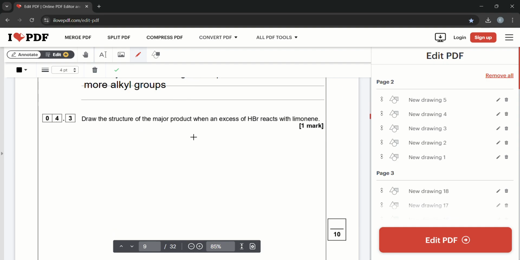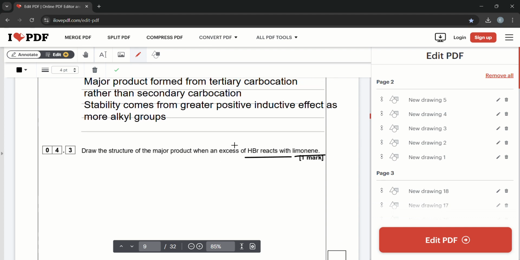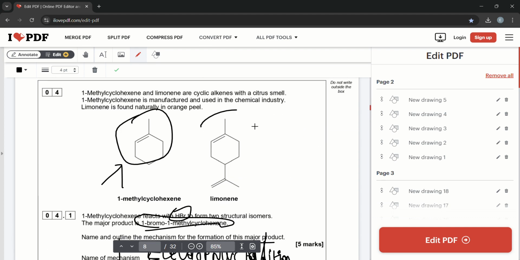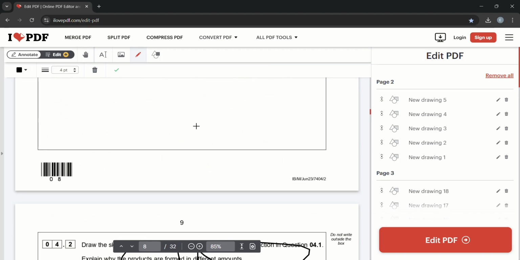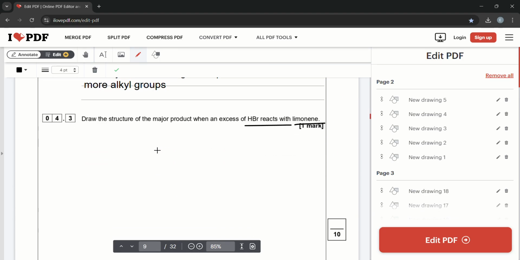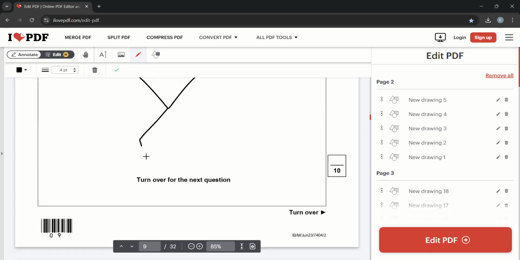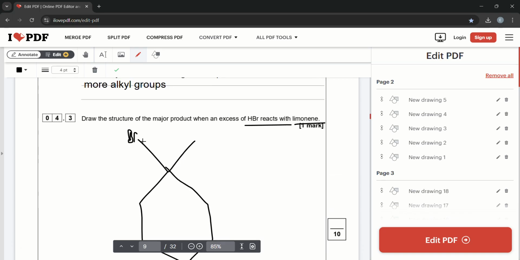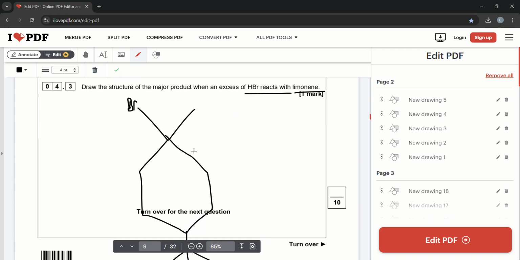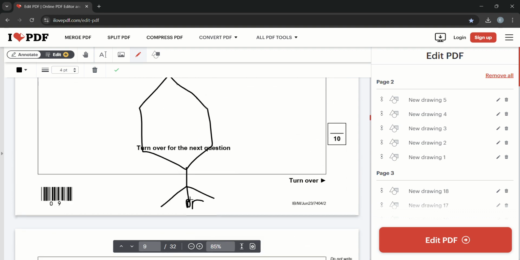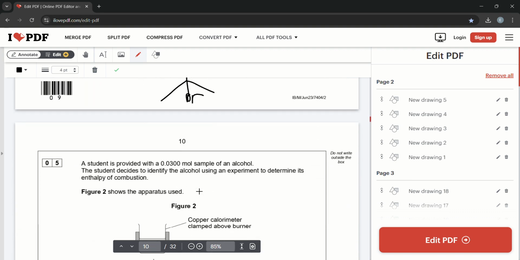Then it says draw the structure of the major product when excess HBr reacts with limonene. So limonene is this. What's going to happen is that we're going to have a Br here, and we're also going to have a Br there, on the original structure, and the double bonds are obviously removed. And that is the end of question 4.